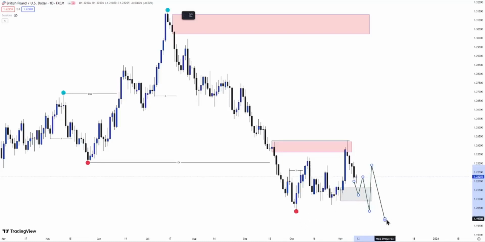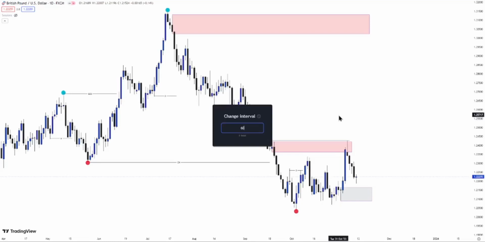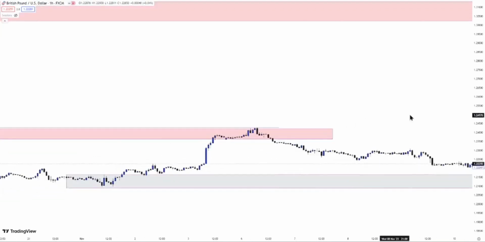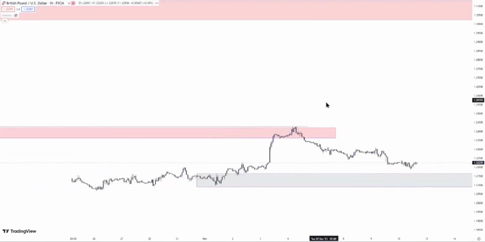Otherwise, we are looking to take a long at this demand zone here, all right? I want you to understand that. So that is the picture on the daily time frame. Now let's quickly go to the 1 hour time frame and see what the 1 hour time frame is doing. Now this is our 1 hour time frame.